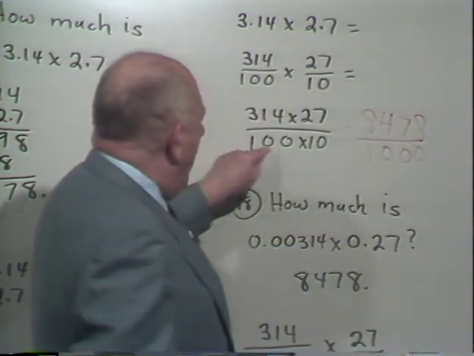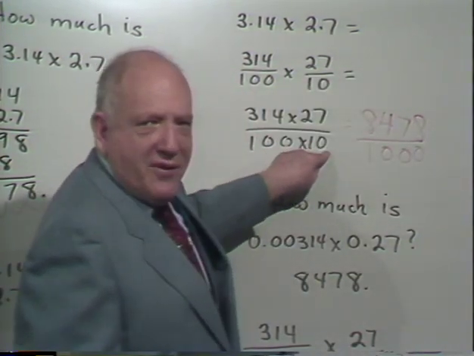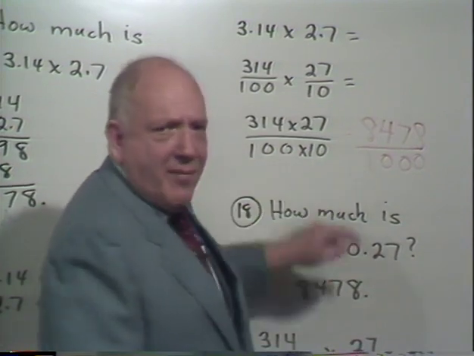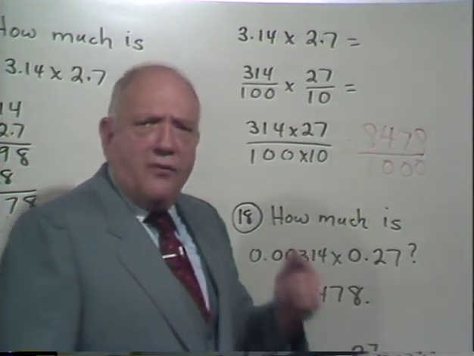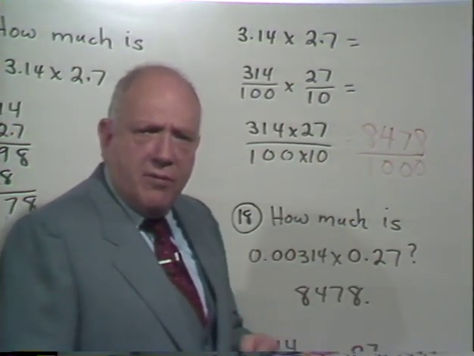How do you do that? 1 times 1 is 1. Count the number of zeros. You see where these zeros are coming from? 1 0 from each digit that was to the right of a decimal point.